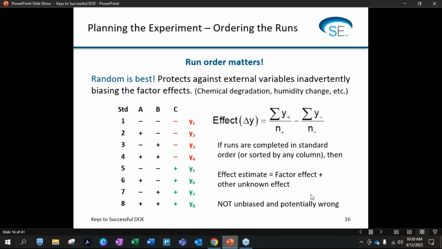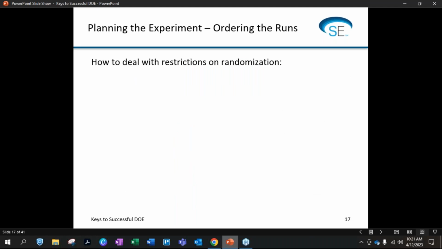Now, what happens if you know you're not going to completely randomize things? Well, there's two different categories here, two different things we can do in our design to protect ourselves.